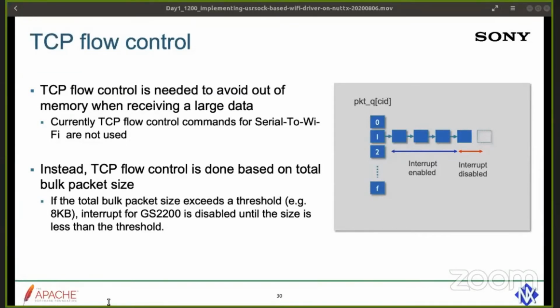So my approach here is very simple. When a new packet is received, just check the total bulk packet size in the queue, and if the size exceeds the threshold, then the driver continues to disable interrupt until the total size is less than the threshold.